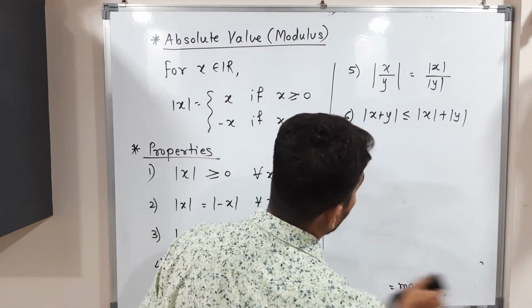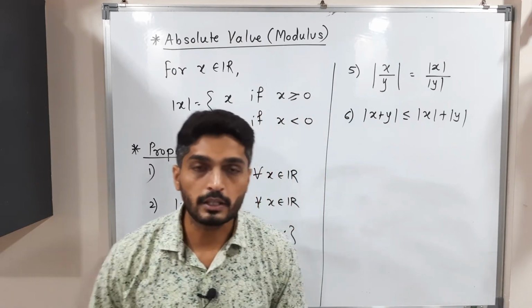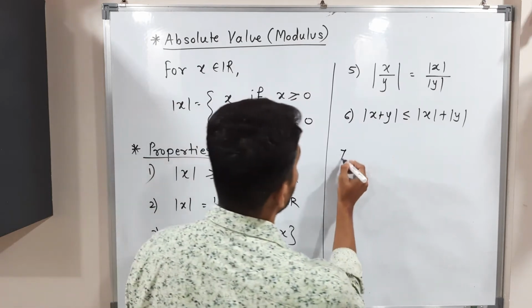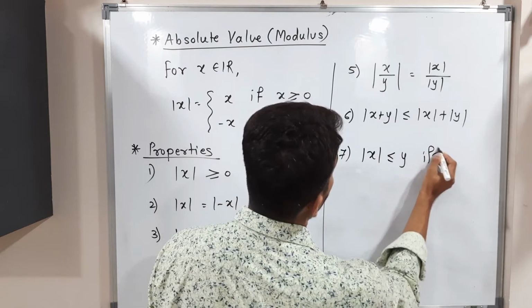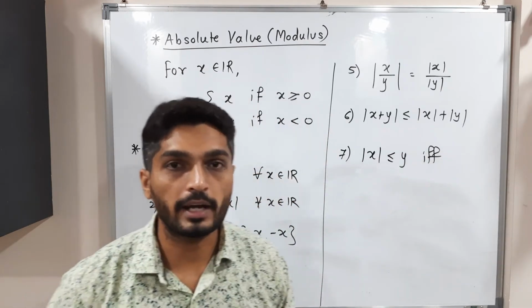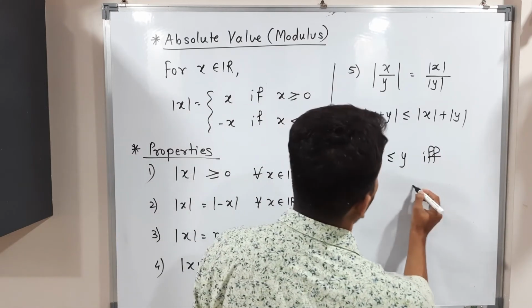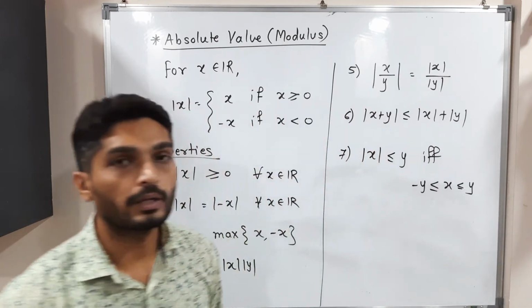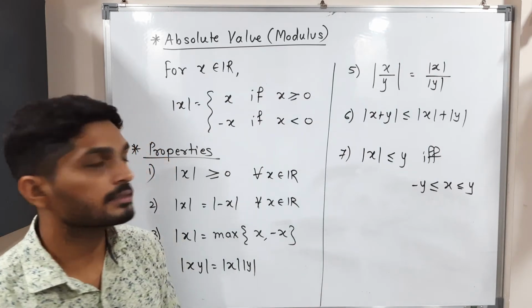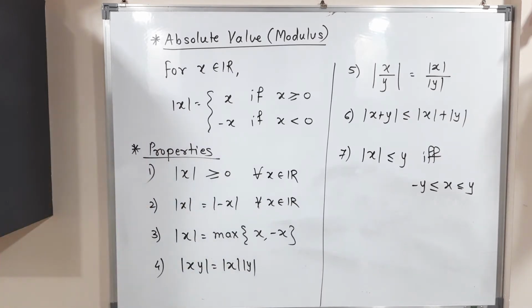One more thing I am going to tell you that is very important, because in first year, second year, third year, we are going to use that property. Mod x is less than or equal to y if and only if, this is the short form of if and only if, that means in both ways you can go, minus y is less than or equal to x less than or equal to y. So this is a very important property. These are very important 7 properties. You can make a screenshot of it, and after that we will go further. Please make a screenshot of it.